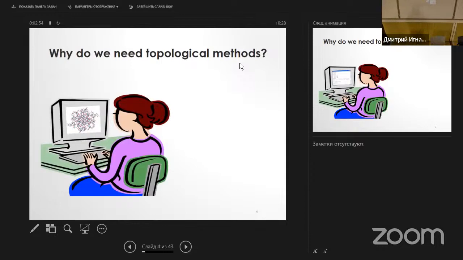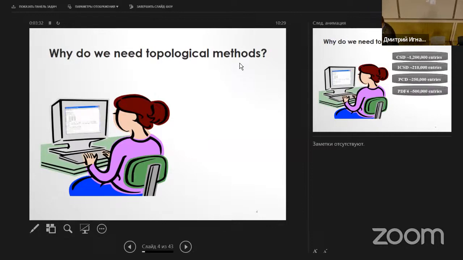So why do we need namely topological methods? Let's look at this pretty girl. She's trying to understand this crystal structure, a very, very weird and complicated crystal structure. And of course, she's doing this using her own subjective view of this structure. As a result, she gets mainly a subjective description of this object. But we need to replace this picture with some numerical parameters, which can be computed automatically according to strict algorithms. And in this case, the result will be independent of the view of a particular researcher. And this means that it will be objective.